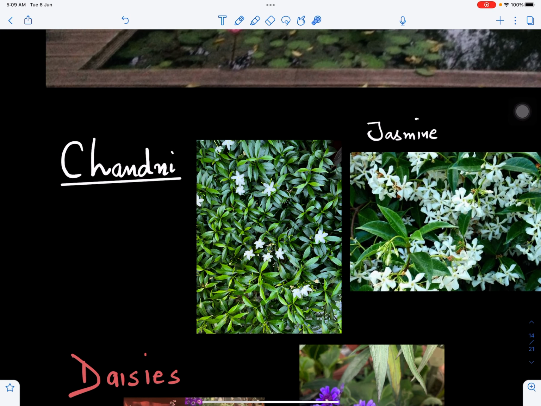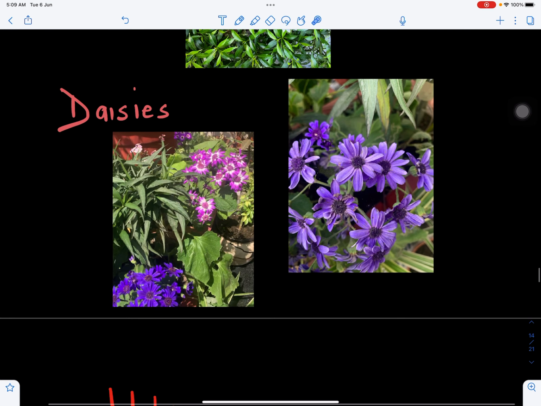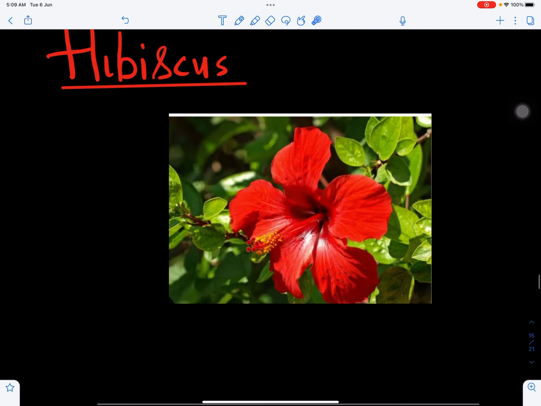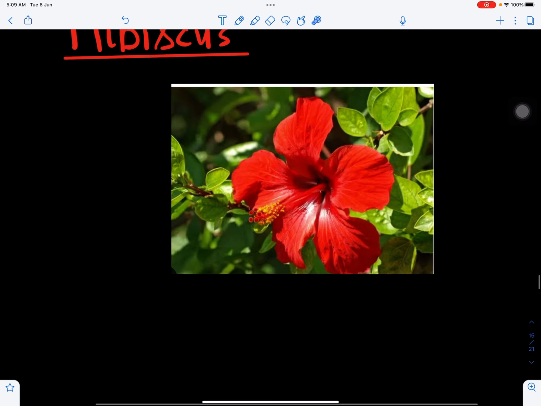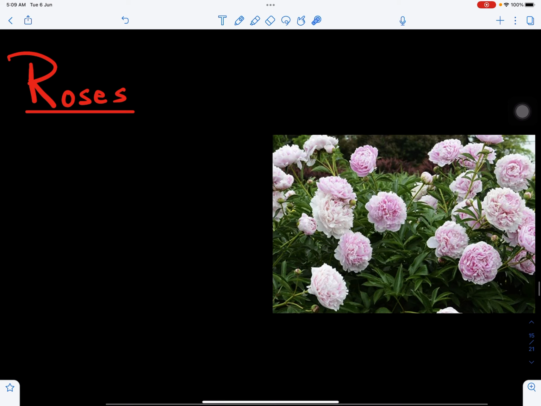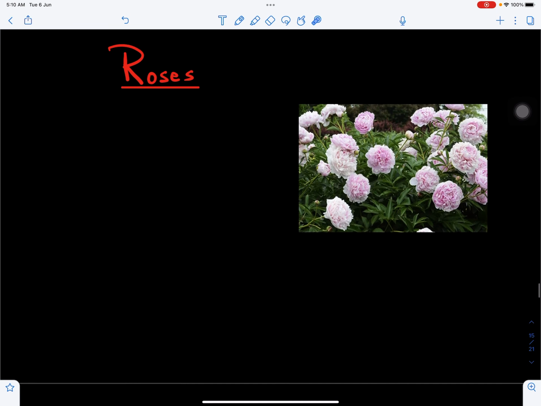Then chandani, we can pick these flowers and use them for celebration. Then jasmine, these flowers are fragrant also. Daisies of different colors. Hibiscus, very beautiful to look at. Then roses. We discussed red roses, pink roses, or we can say whitish pink roses. Any color of roses we can use for puja. So these are the flowers which are used for puja, different flowers, celebration.